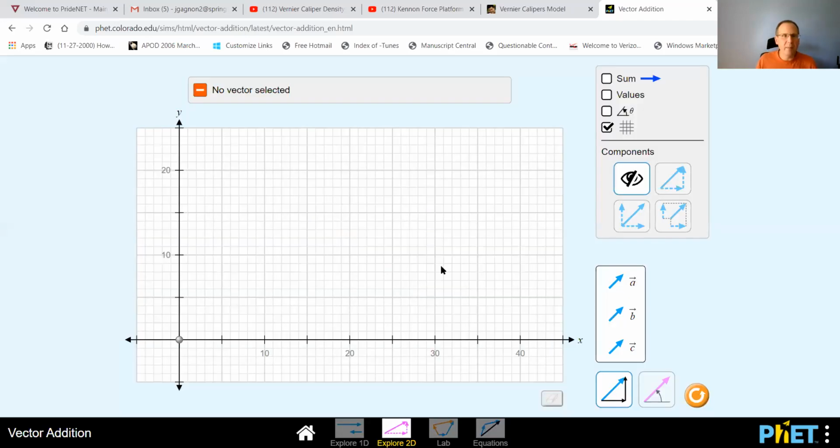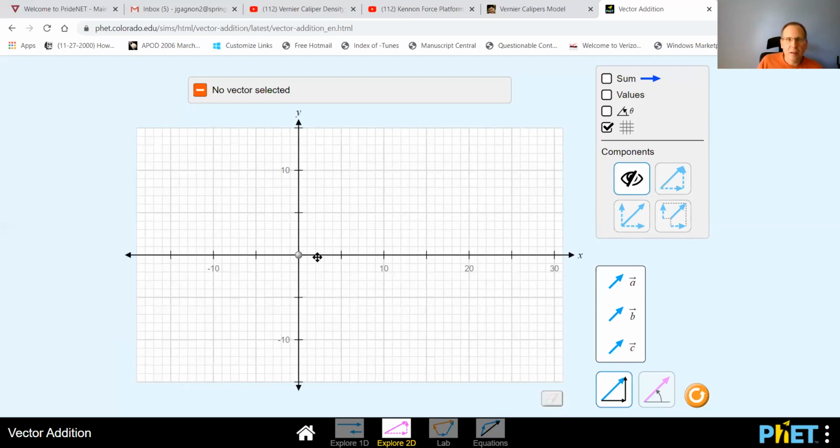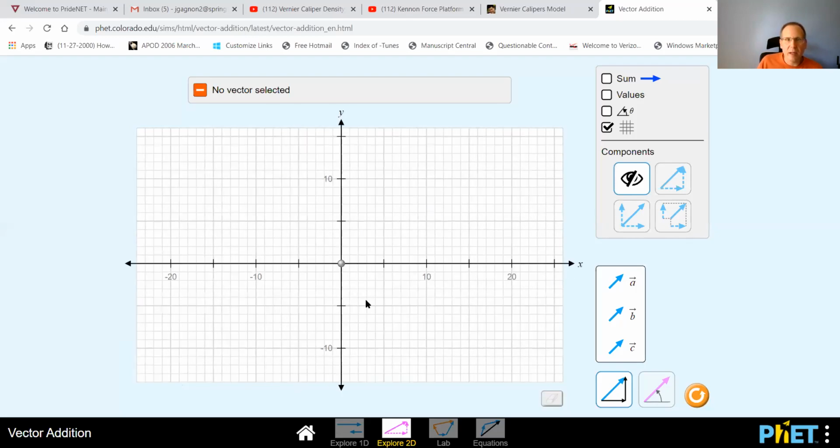Actually, what I would do is maybe center this now. So it's kind of just showing you the first quadrant. So if you click on the origin, you can center this a little better. So something like that.